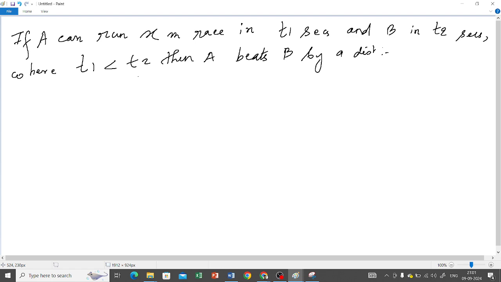Very, very intelligent thing. So the length of the race track is x meters. Okay. Sir, t2 minus t1 into x. No, one more factor is there. A can run x meter race in t1 seconds and B in t2 seconds, but t1 is less than t2. So that means the speed of A is actually more than the speed of B, right? Then A beats B by a distance of how much?